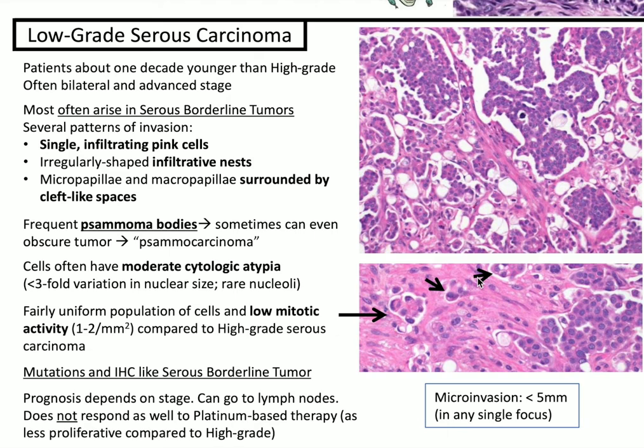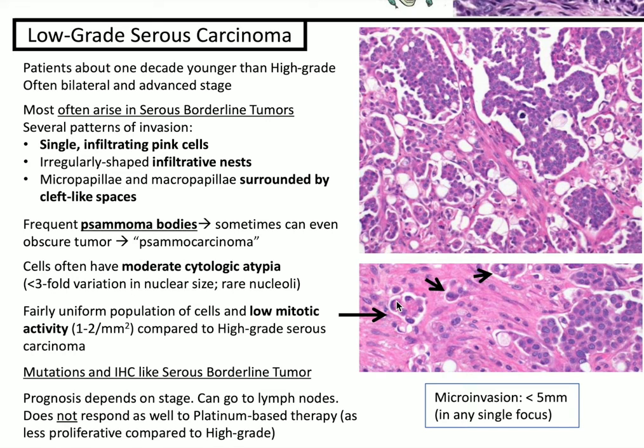Low-grade serous carcinoma. These patients are about a decade younger than those who present with high-grade serous carcinoma. It's often bilateral and advanced stage. It most often arises in serous borderline tumors, and that makes sense because they are driven by the same mutations, this BRAF, KRAS mutation. And there are several patterns of invasion. You can have single infiltrating pink cells. You can have irregularly shaped infiltrative nests. You can have micropapillae and macropapillae surrounded by cleft-like spaces. And you can have frequent psammoma bodies, sometimes so many that they can even obscure the tumor, quote-unquote psammocarcinoma.